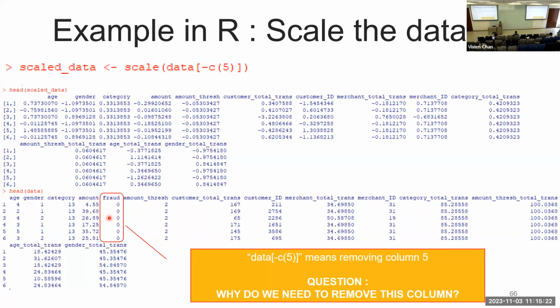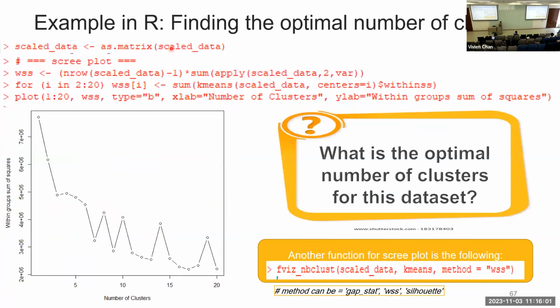If you include the fraud label, it will affect the result of your clustering. Assuming this is an unlabeled data set, you have to remove any label in the data set before you perform clustering. Of course, as I said, this is a synthetic data set, but in real life you may not have the fraud label. Anyway, now I have a scaled data set. The next step, as I said, is to convert it into a matrix, so that's why you use the as.matrix function.